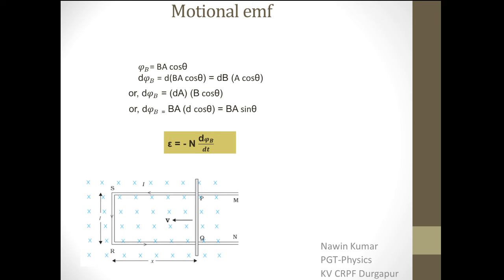EMF, already we earlier studied that whenever a flux linked with a coil changes, then an EMF is induced. And we have studied this one, magnetic flux is BA cos theta. So what will be the change in magnetic flux? Either by changing magnetic field, so dB into A cos theta, or by changing area associated with the magnetic field, or by changing angle between the plane and the magnetic field.